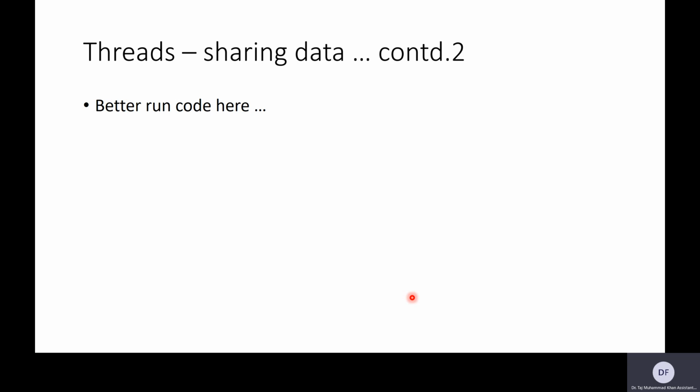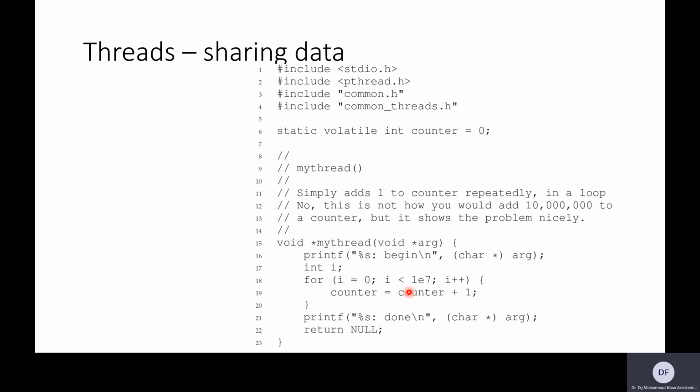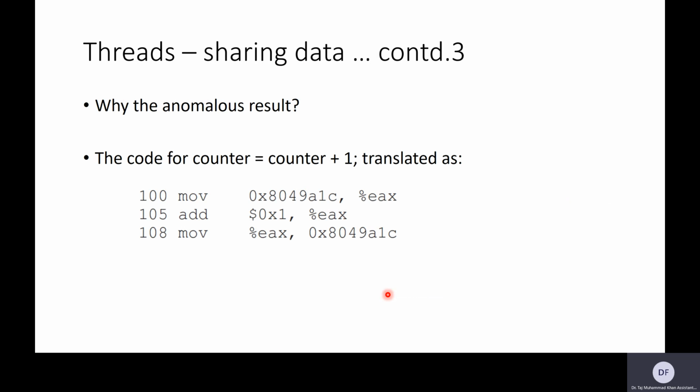The reason for this is that, if I go back and show you this instruction, counter is equal to counter plus 1. This is one instruction in C code. But when it is translated to assembly and run at low level in the processor, we will see that this is not one instruction. Counter is equal to counter plus 1 translates into 3 assembly instructions.